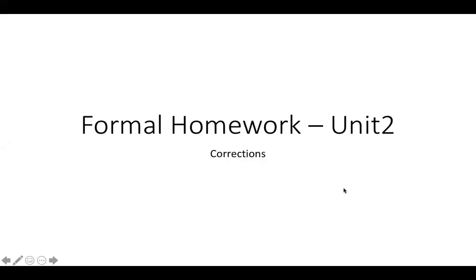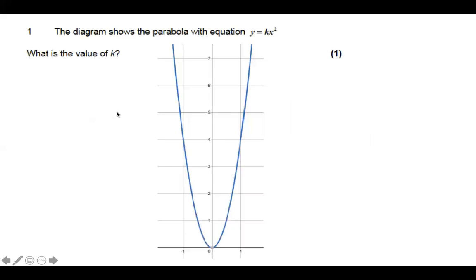Okay, so that was the formal homework on Unit 2, which is relationship. So the first question we had was, we had a diagram which was showing a parabola. So you had equation y equal kx squared. Now the first thing you'd ask is, find what is the value of k.